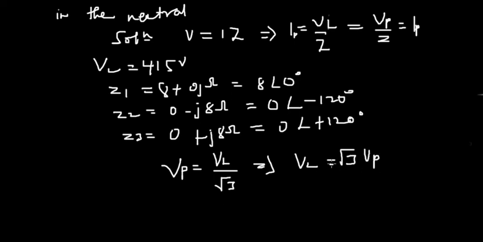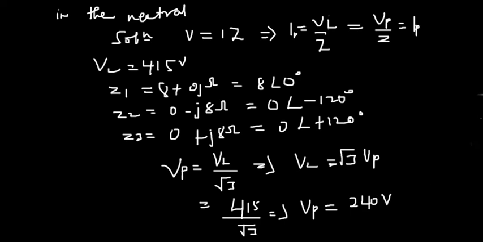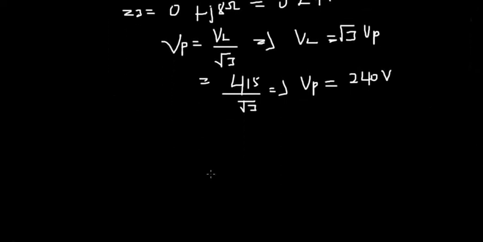That's the relationship. In our previous video I introduced this formula to you, in case you remember. So we have VL as 415, then we divide that by root of 3. We end up with VP equal to 240 volts. Now let's proceed with the calculations.